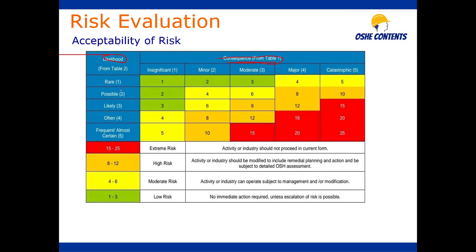So what is the likelihood? Likelihood 1 is rare, then possible is 2, likely is 3, often is 4, and frequent, almost certain, is 5. In the consequences, significant is score 1, minor score 2, moderate score 3, major score 4, catastrophic score 5.